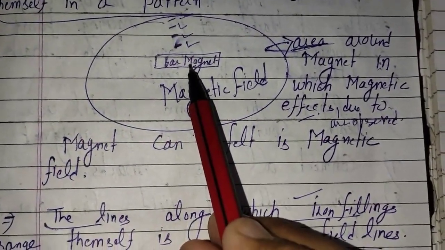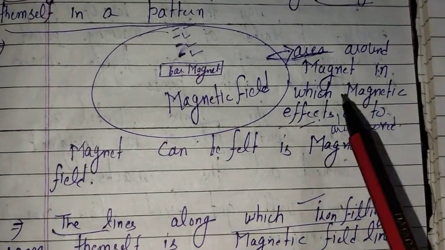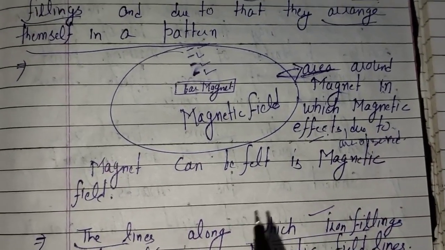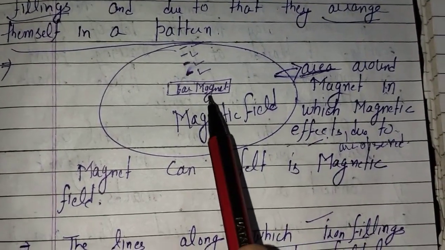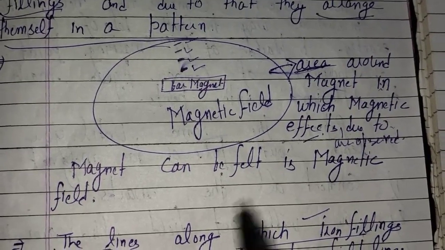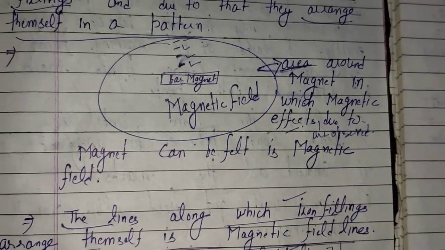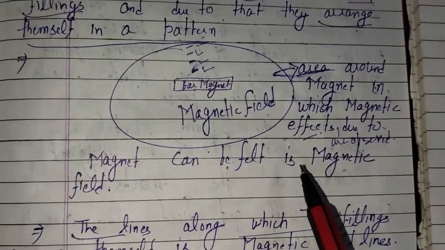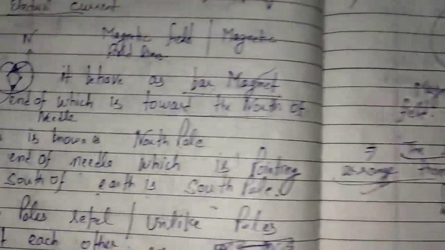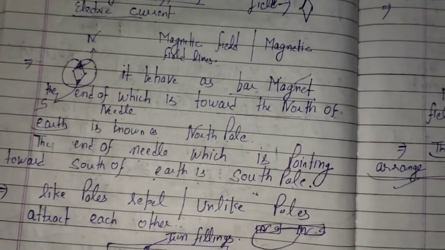The bar magnet is applying force within some area. So the area around the magnet in which the magnetic effect due to the magnet can be felt is the magnetic field. The area around the magnet in which force due to the magnet can be observed is known as the magnetic field. So we have two definitions cleared. What is magnetic field and what are the magnetic field lines? These two definitions have arisen from an activity based concept.